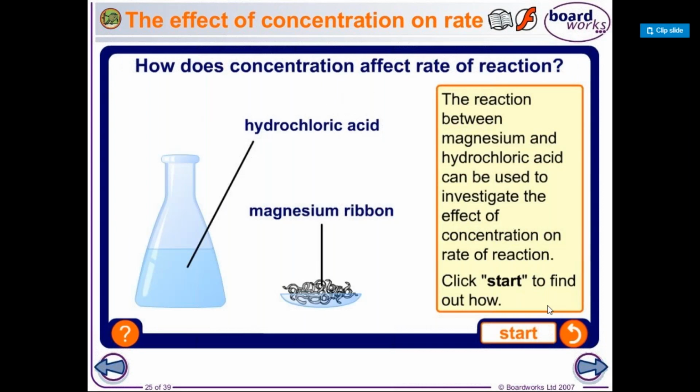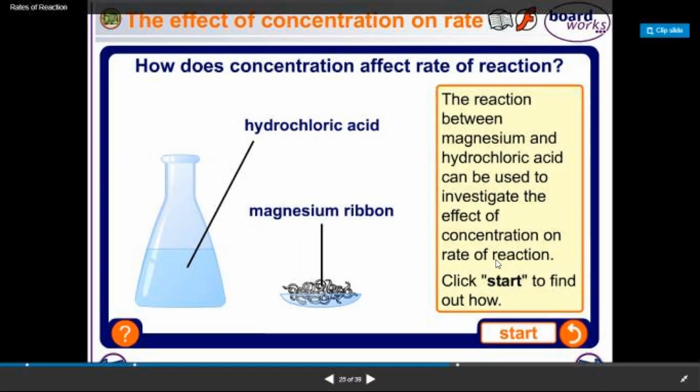How does concentration affect the rate of reaction? We can see it in the reaction of hydrochloric acid with magnesium ribbon. The reaction between magnesium and hydrochloric acid can be used to investigate the effect of concentration on rate of reaction. If we increase the concentration of hydrochloric acid in this reaction, it will increase the rate of reaction. That is why more hydrogen gas will be released in a given time.